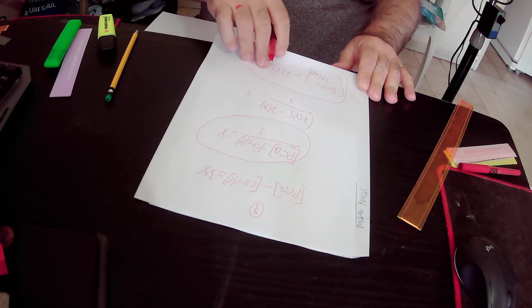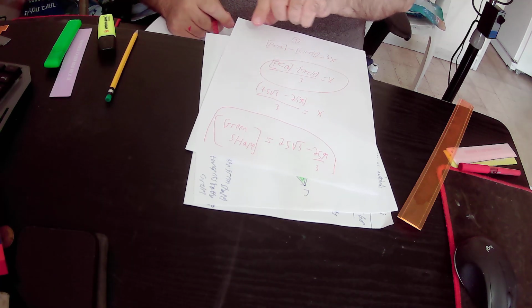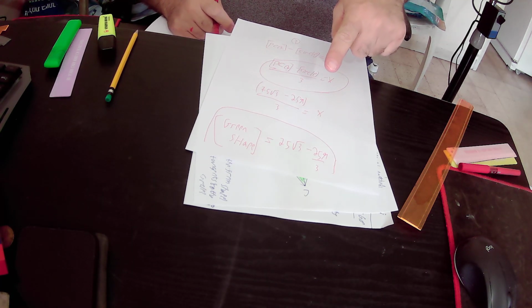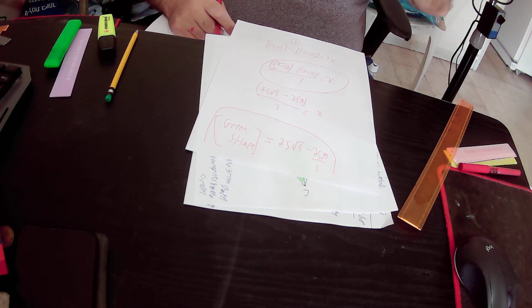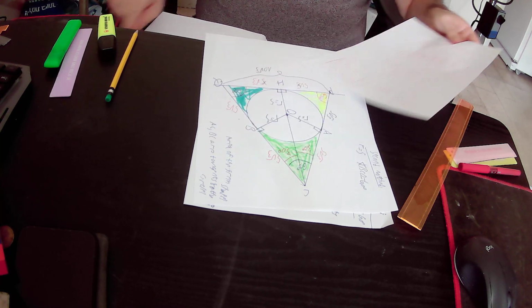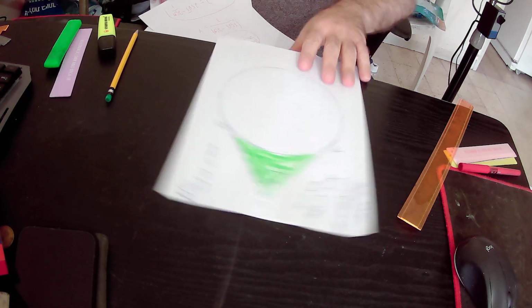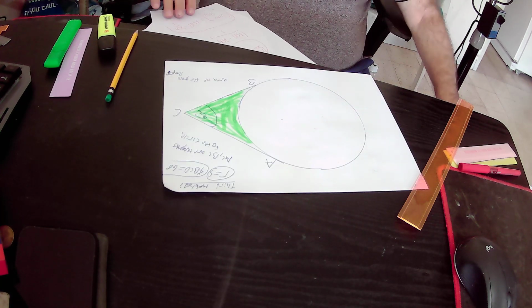Okay, so we found out that the area of the green shape according to the second method equals 25 times root 3 minus 25 pi over 3 square units. Okay, in the next step we will find the area of this green shape using a third method.